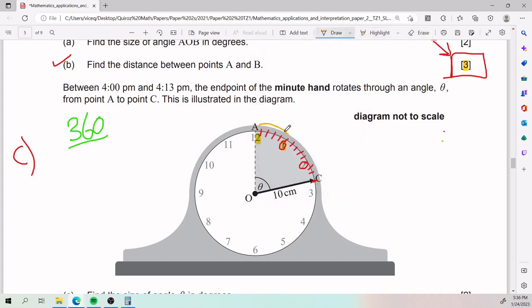From here to here, I have 5. From here to here, I have another 5. See? I'm talking about the minutes. So how many minutes are there in this whole clock? There are 60 minutes in this whole clock because it is showing a whole hour.